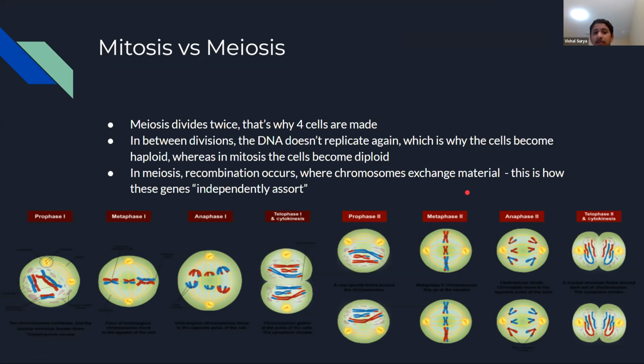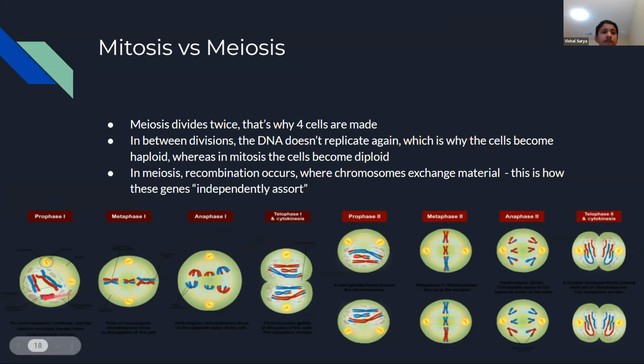So why are the cells genetically different? Besides the fact that the mother and father could have had different alleles, under meiosis sometimes the chromosomes can undergo recombination, where they exchange different pieces of themselves, which is why you have some chromosomes that are both blue and red.